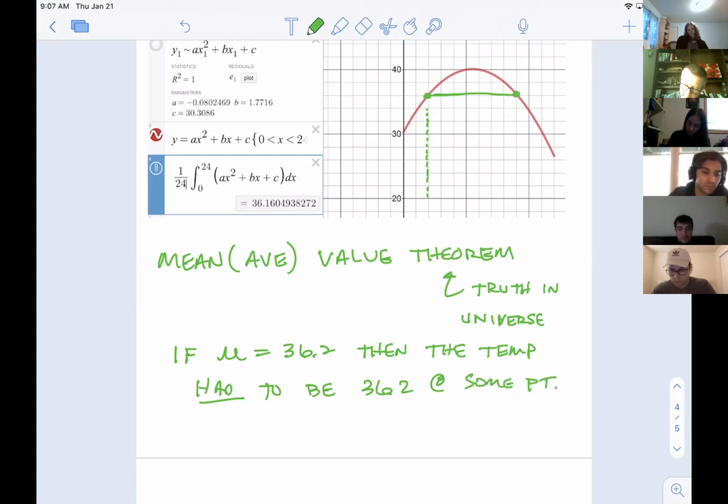I like taking theorems, or things people teach in some sort of complicated way. I'd encourage you to go read this in the book. This is kind of a duh. If the average temperature is 36.2, then at some point in the day, the temperature was actually 36.2. Why would that have to be true, just based on common sense?